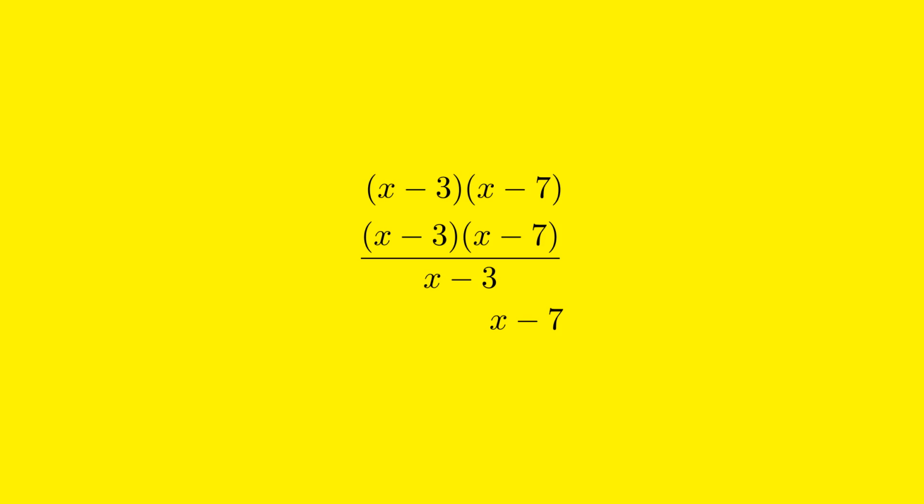When we do this, our expression simplifies to just x minus 7. The factor x minus 7 is what remains after canceling the common term. This completes step 2, and it is the final step. The rational expression is now simplified to its lowest terms, which is x minus 7.